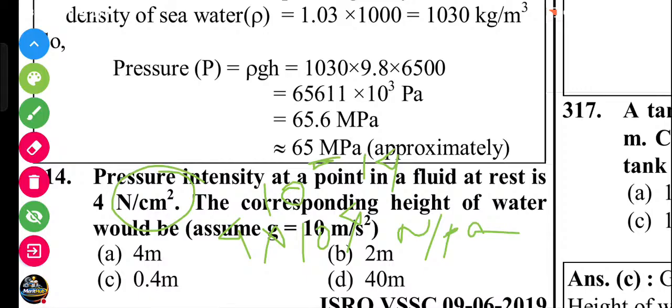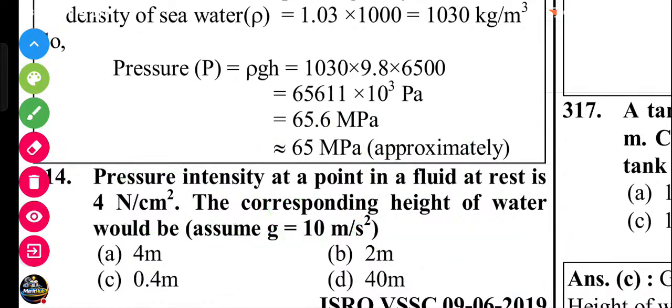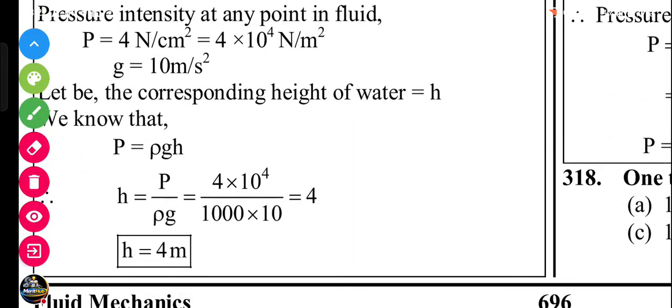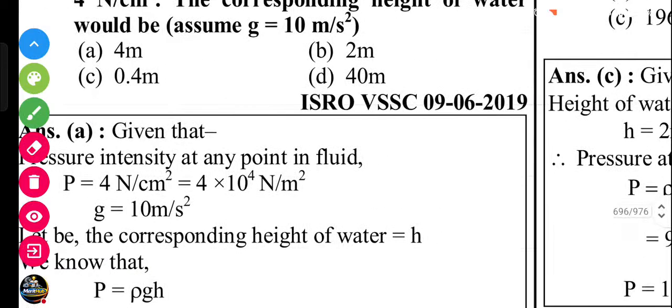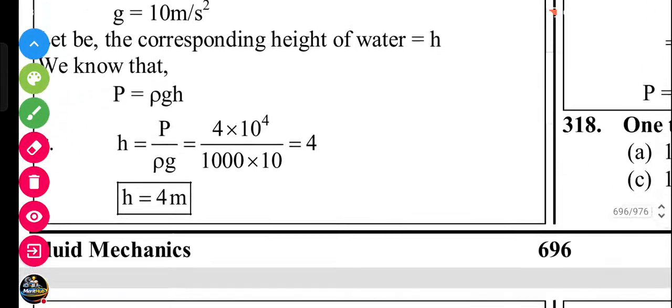Rho g h, 9810. Okay, 9.81 into 1000 into h, divided by 9810. You can get the answer. Let's check the answer. 4 into 10 to the 4 by 1000 into 10, because here we assume g equals 10. 4 meters.